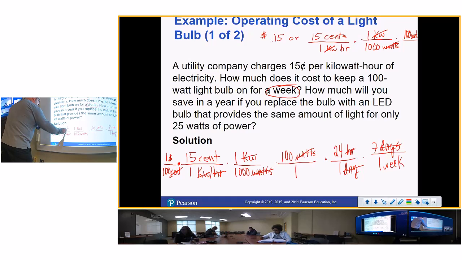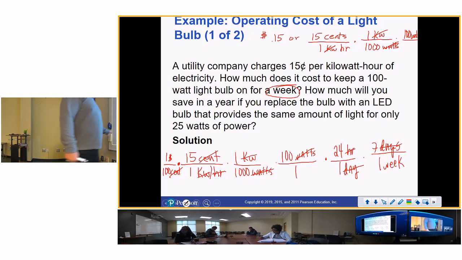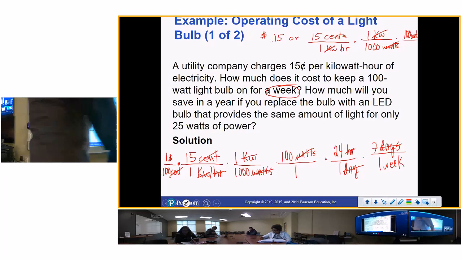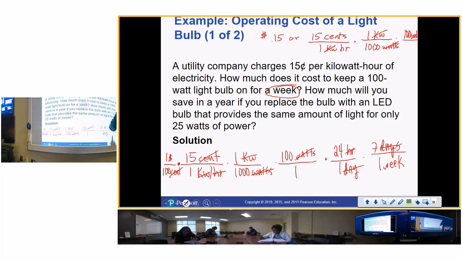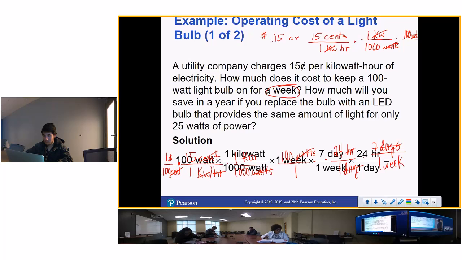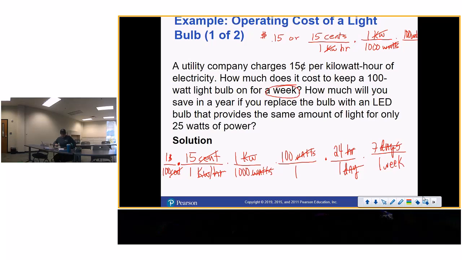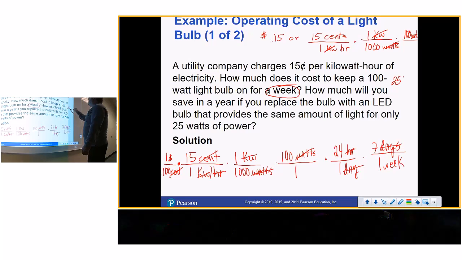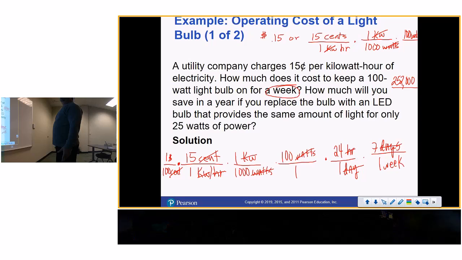So take the cents out. Now we've got dollars per what? All right, now multiply 1 times 15 times 100 times 24 times 7. And somebody tell me what you get. $252,000. 252,000. And somebody take 100 times 1,000. Well, that's what? 100,000? 100,000.